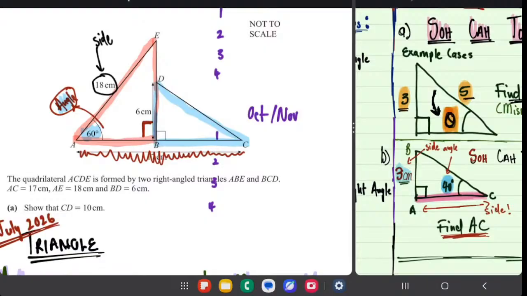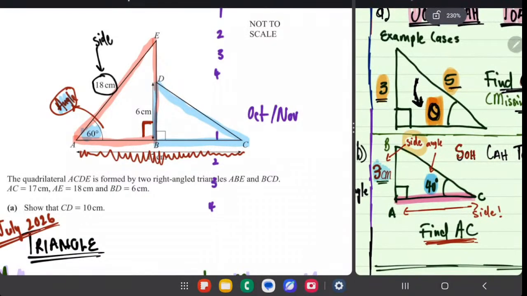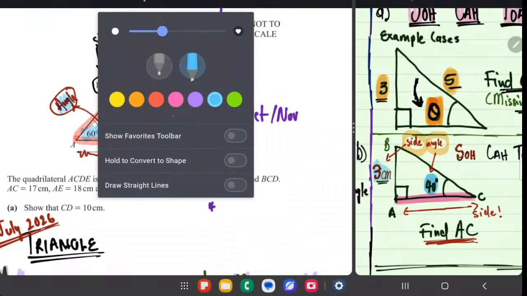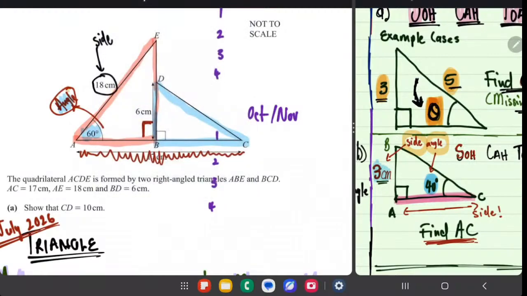In B, what are you given, Alex? One side, right? And one angle. Good. In B, you are given one side and one angle. So what about here, Alex? What were we given here? One angle, one side, right? Good. So that's like B.